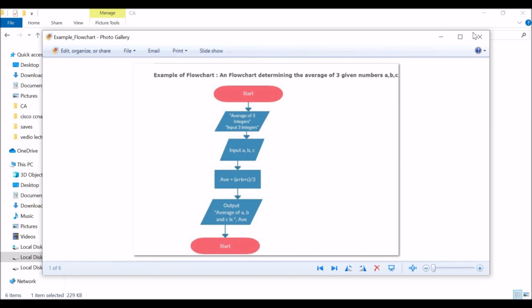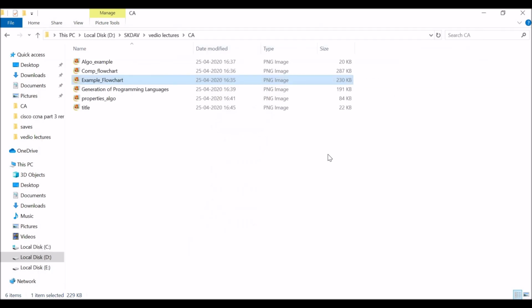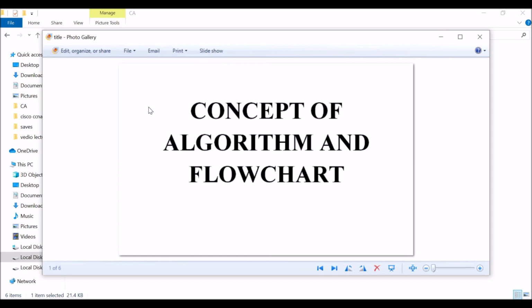So this is how an algorithm works. I hope you are clear with flowchart and algorithm. A flowchart is just the graphical representation of the instructions in an algorithm. We can write it step by step or we can use it graphically to make you understand. Now this was all regarding algorithms and flowchart. I hope you are clear.